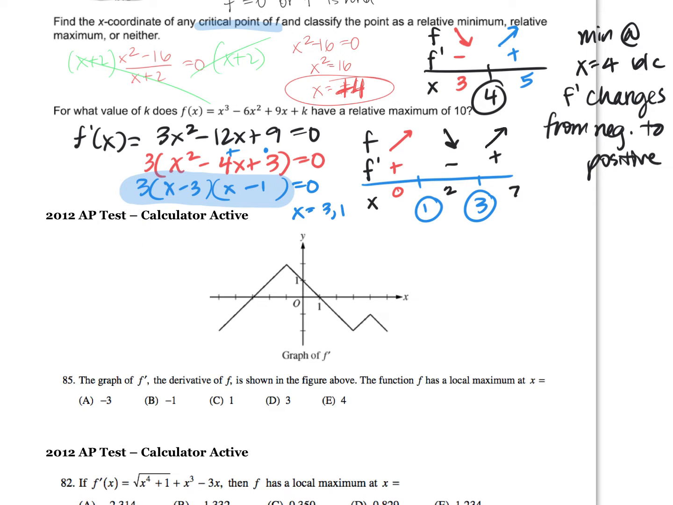It didn't influence it. Where's my max happening? Do you agree that my function was going like this? So we have a relative max at 1, relative min at 3.